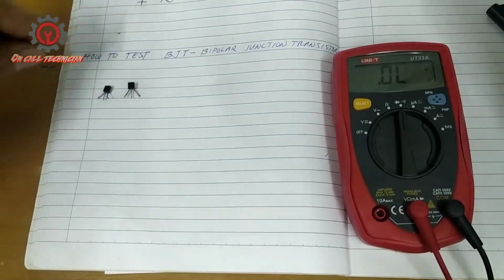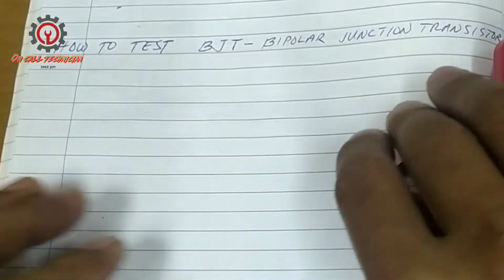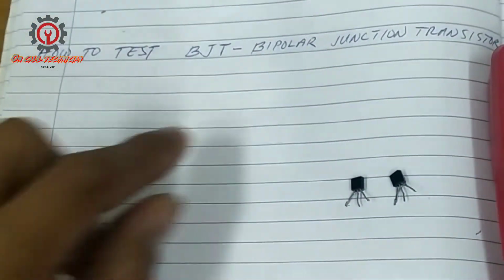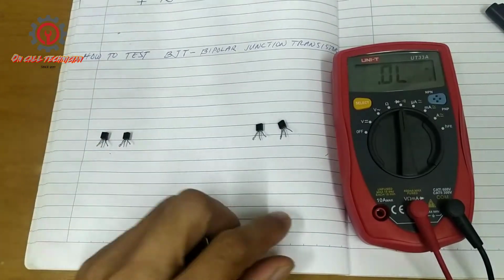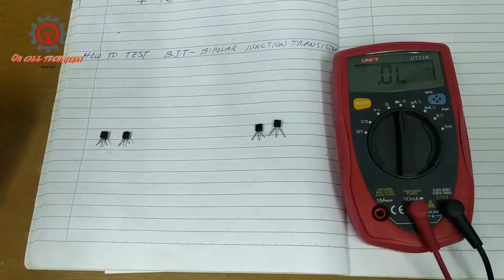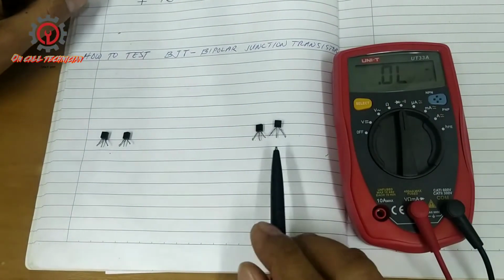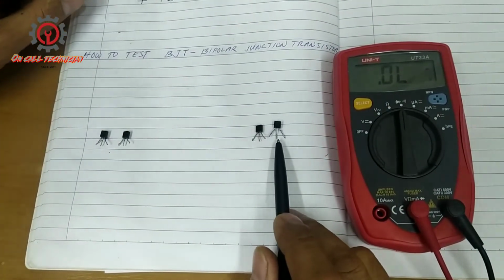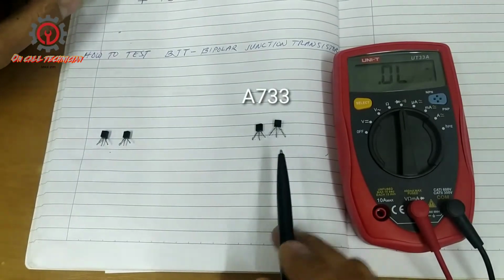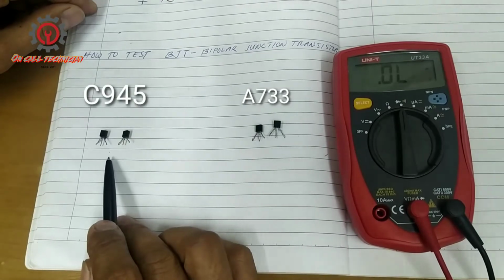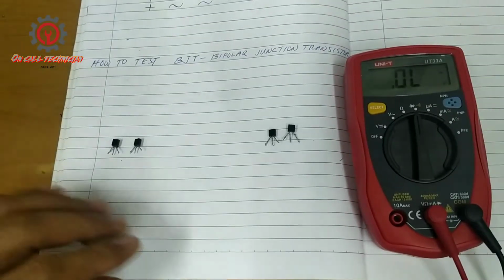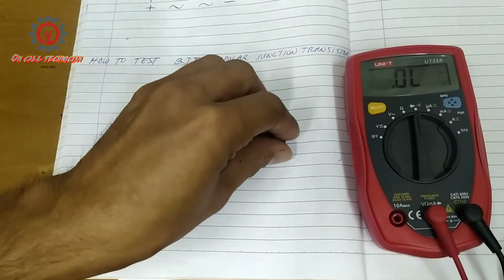Today we're going to test BJT, or Bipolar Junction Transistor, and I have two different types of BJT. This one, guys, is A733 and this one here is C945. Let's start, guys, with C945.